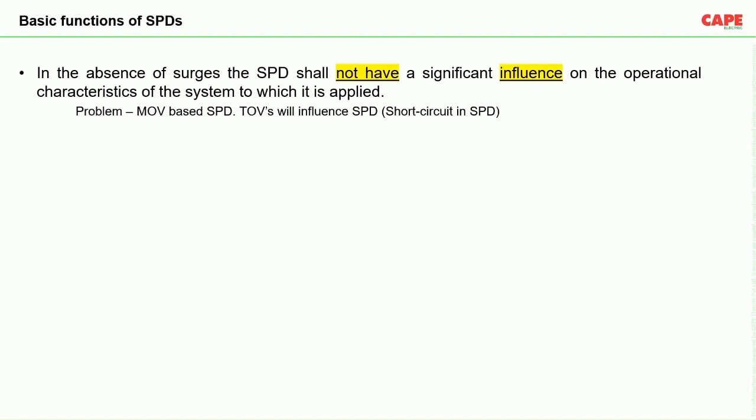It should not interfere in the normal working of a system. Normally in MOV based SPDs, there is a problem of leakage voltage. This can create a problem. TOV will also influence the SPD. This we are going to discuss in the next webinars.